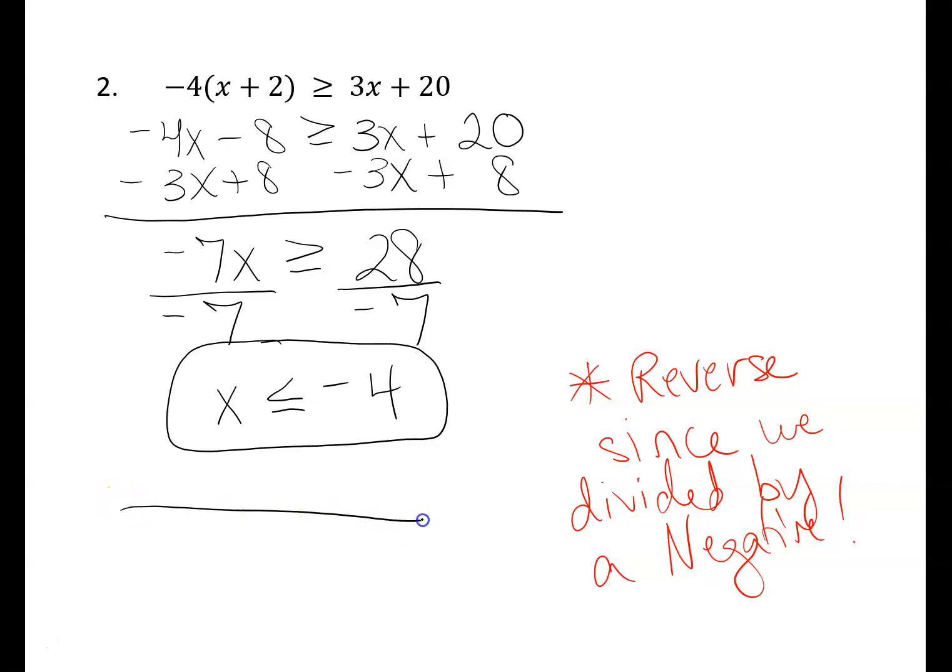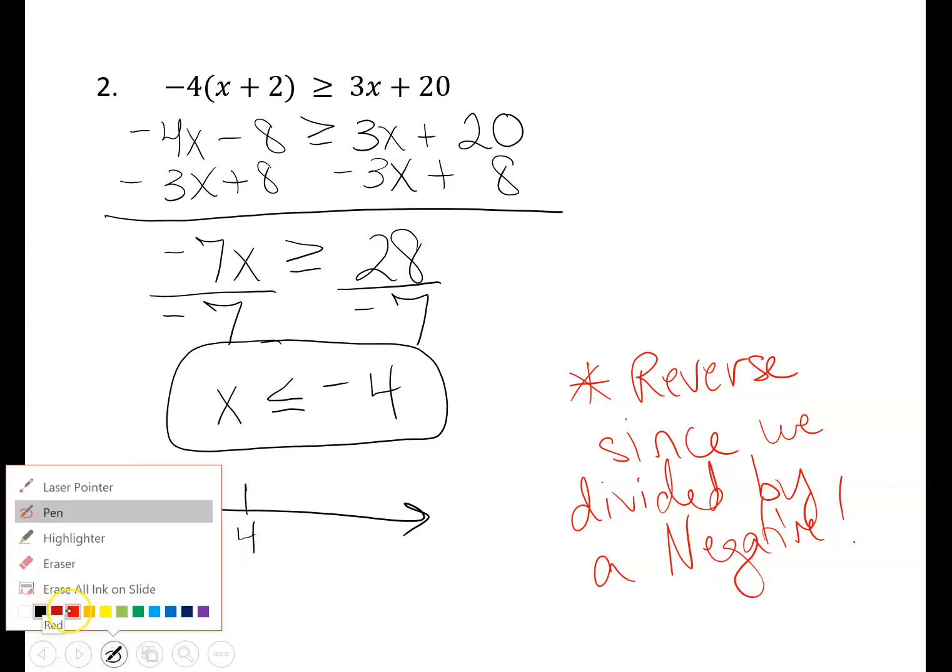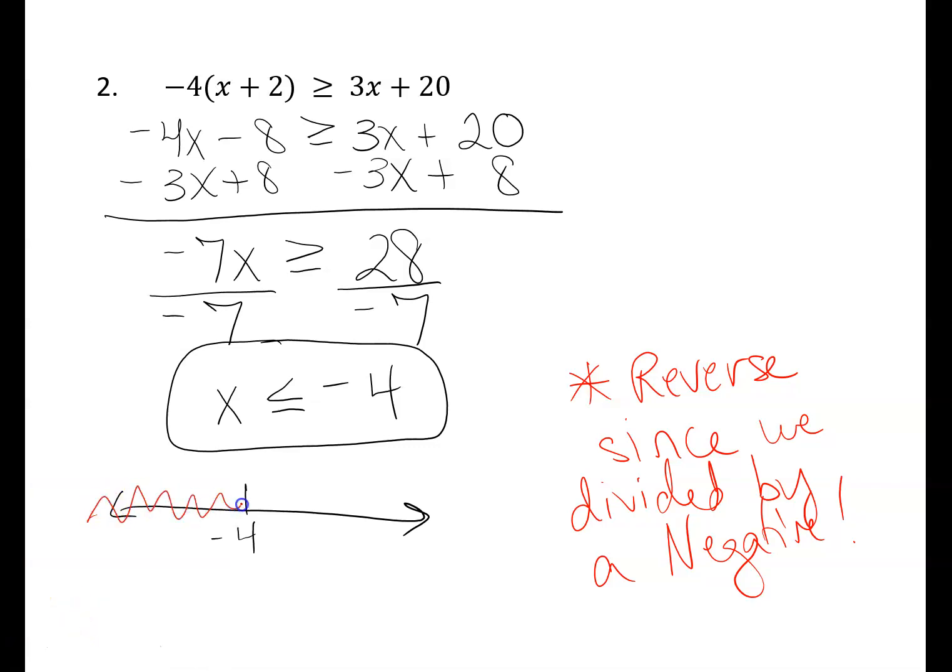Okay, our number line, we've got a negative 4. Less than, we're going to shade left. And equal to, we're going to include the negative 4. Square bracket. And then our interval notation is going to, like the last problem, start with negative infinity and go to negative 4, including the negative 4.